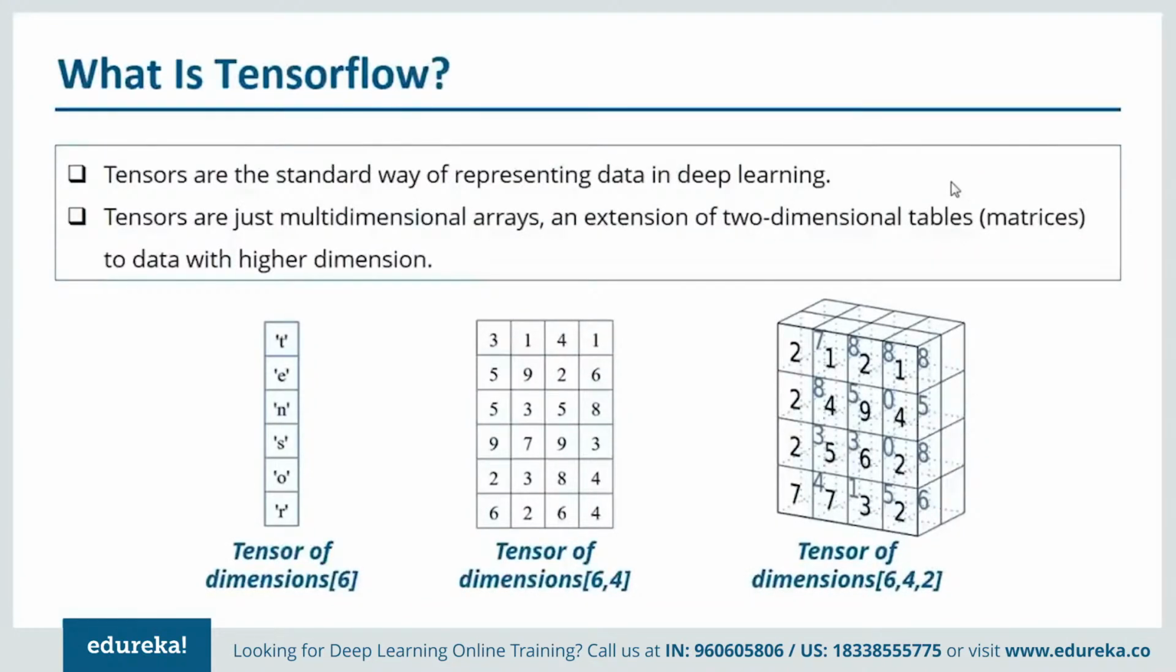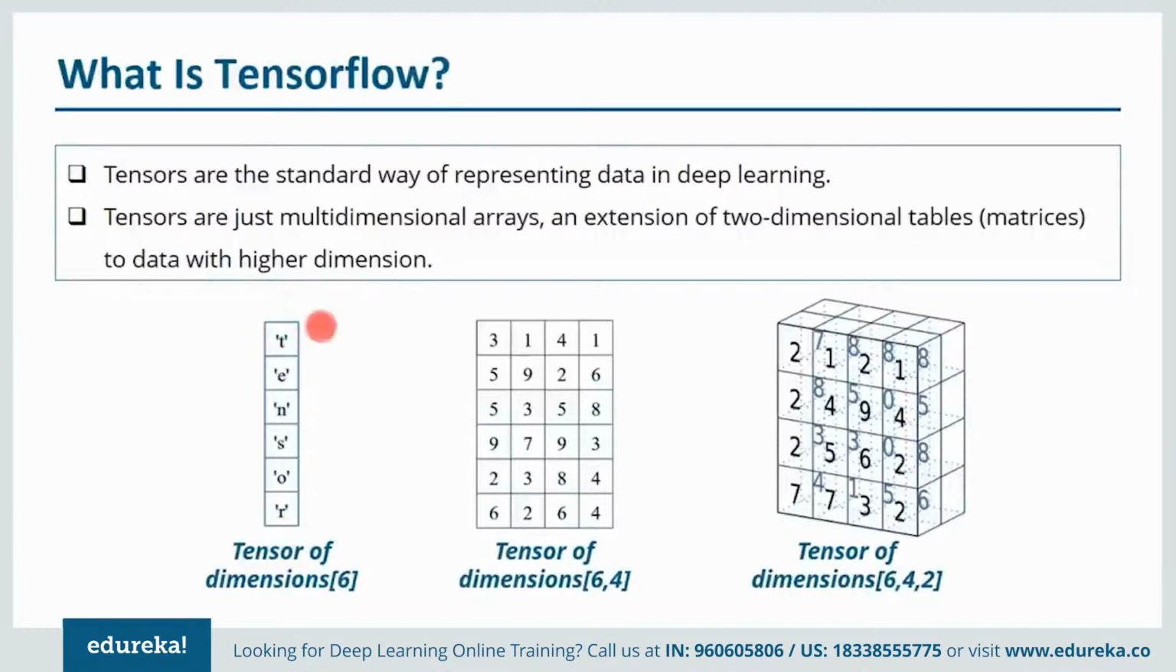Now what is TensorFlow? As I've told you earlier as well, we use the TensorFlow library in order to implement deep learning models. And the way the data is represented in a deep learning model is called tensors. Now what are tensors? Tensors are just multi-dimensional arrays, or you can say an extension of two-dimensional tables, matrices, to data with higher dimension. Now let me explain with the examples in front of your screen.